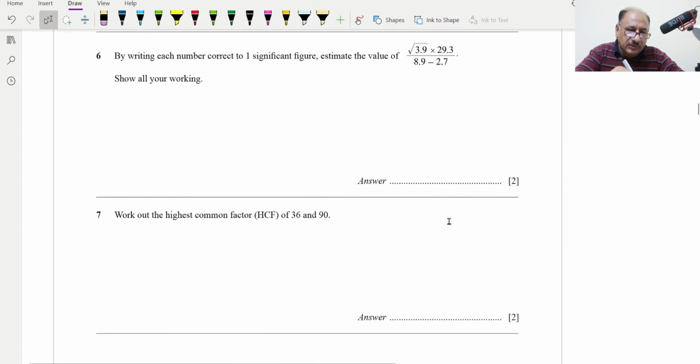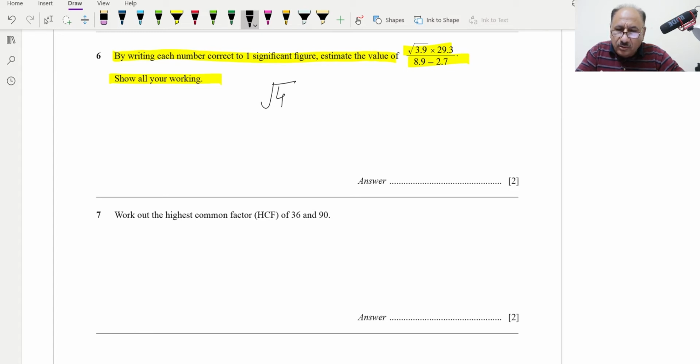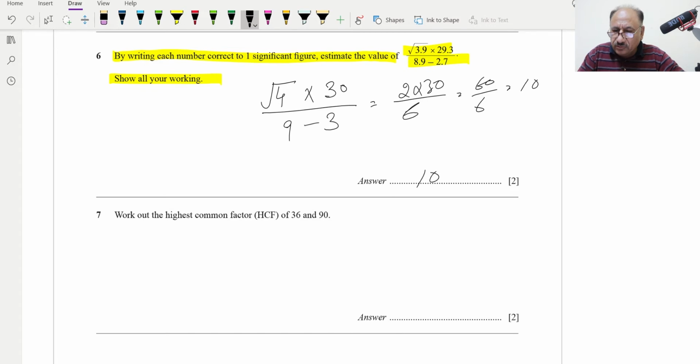Question number 6, by writing each number correct to one significant figure, estimate this one, show all your working. So rounding to one significant figure, 3.9 we can round to 4 under root, and in the multiplication 21 will be rounded to 30, and to one significant figure this will be 9, and multiply this, negative minus, this will be 3. So we can say this is like 2 into 30 over 9 minus 3 will be 6. So this will be equal to 60 divided by 6, which is equal to 10. So our answer will be 10.